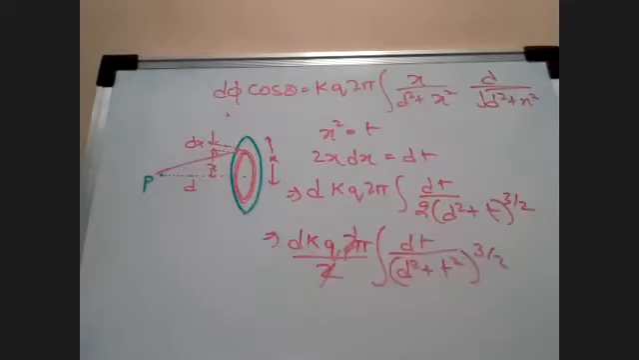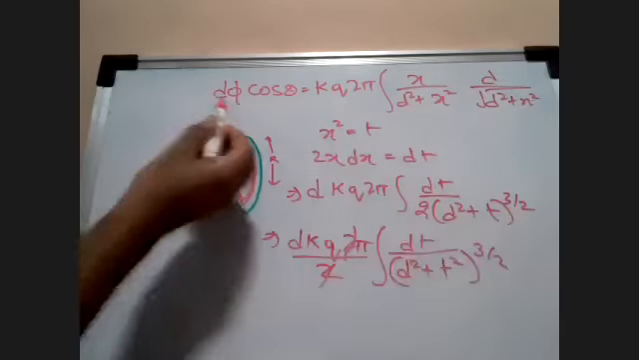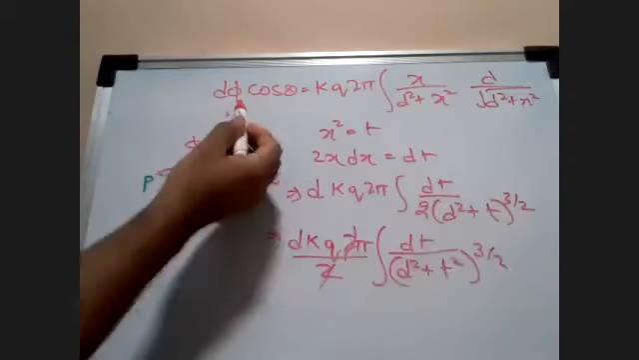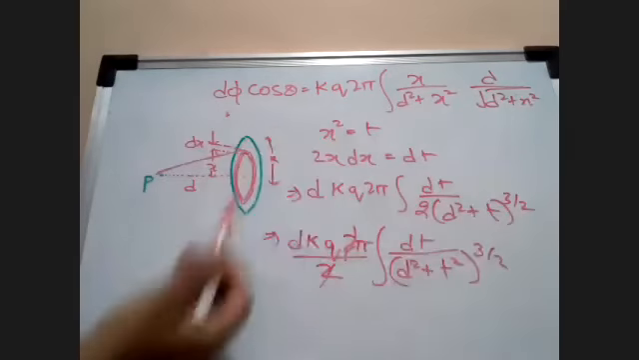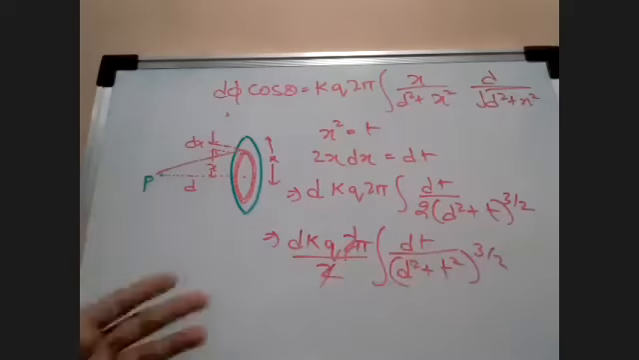Could you explain it once more, please? Yes. Okay, see this. From where do you want me to explain? From d phi cos theta? Yes, sir. Okay, d phi cos theta is equal to what? First of all, what we got: d phi is E dot dA, E into dA.